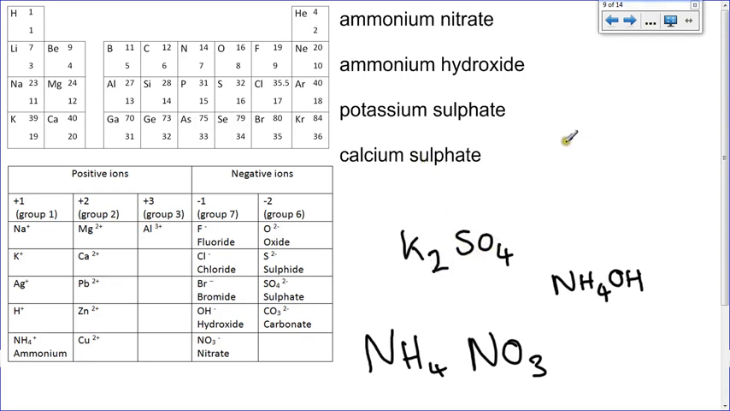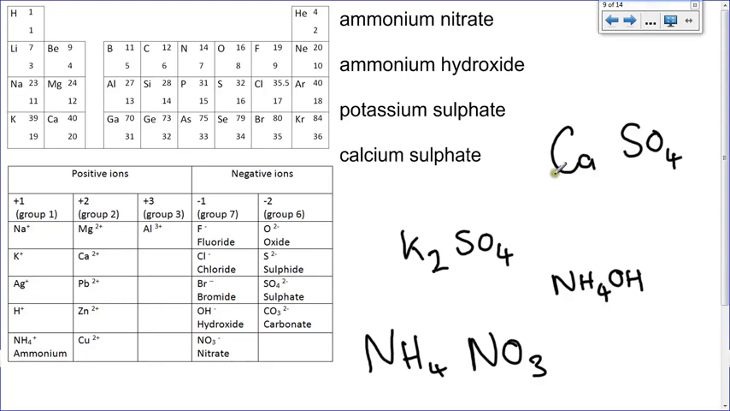Calcium sulfate, our last example. Calcium is in group 2, so it can give away 2 electrons. Sulfate has got 2 negative charges on it. This can give away 2 electrons. This can gain 2 electrons. So overall, calcium sulfate is neutral, and we don't need to put any other little numbers in around here.